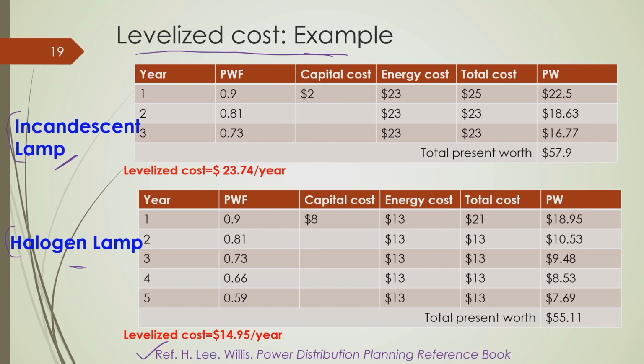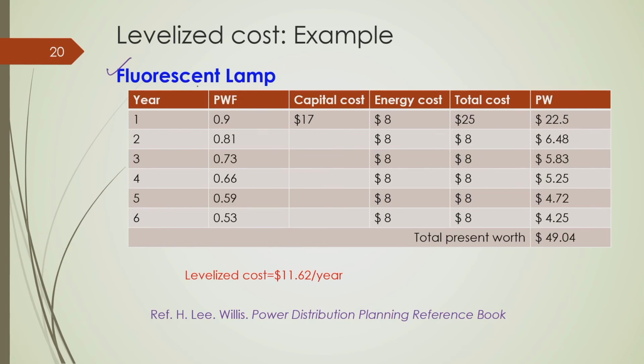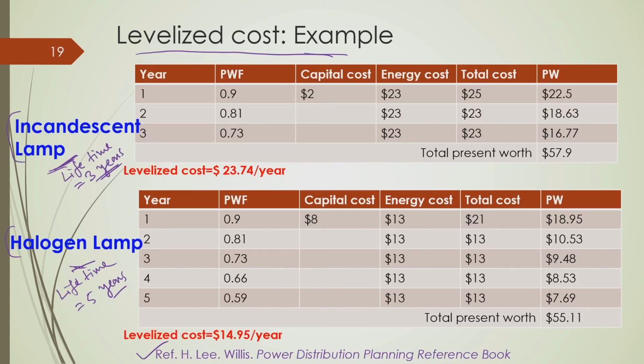Okay. Now, incandescent lamp, its lifetime is 3 years, because different lamps, you know, their lifetimes are different. Then halogen lamp, this lifetime is equal to 5 years, and for this fluorescent lamp, lifetime is equal to 6 years. So, they have different lifetimes, and so they have different purchase costs, or different cost required to purchase.